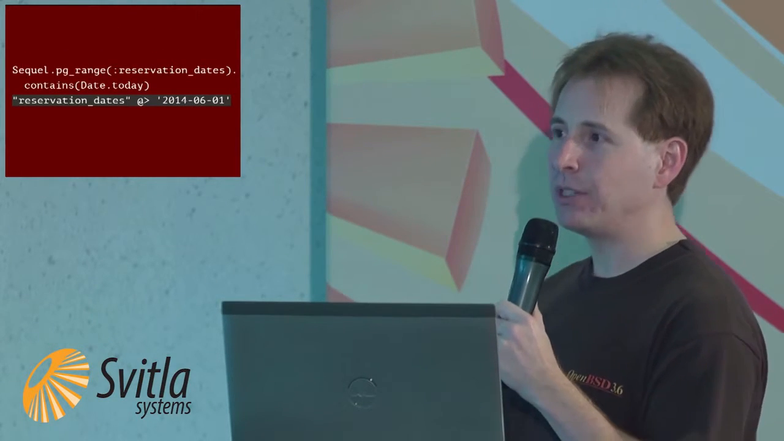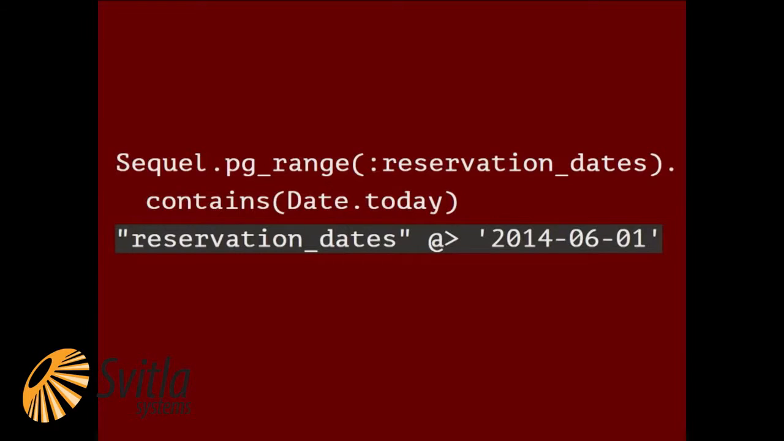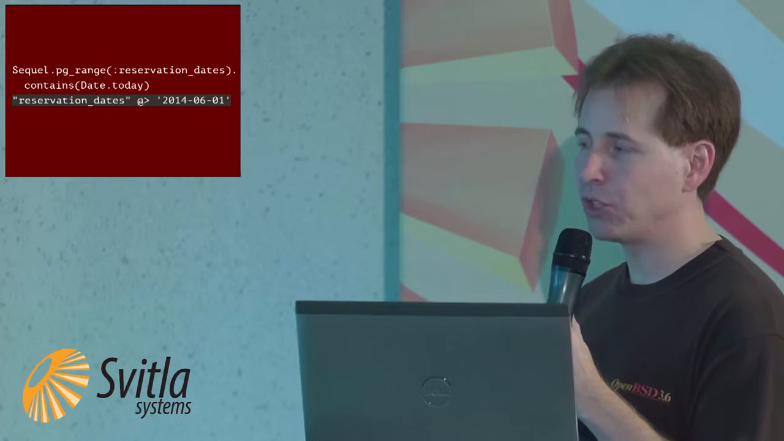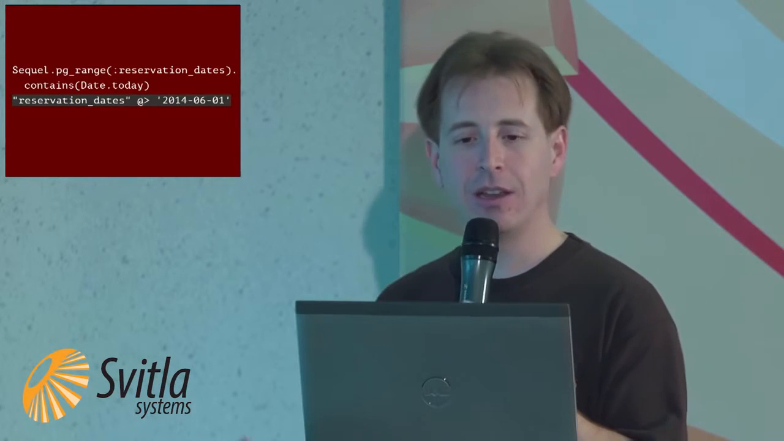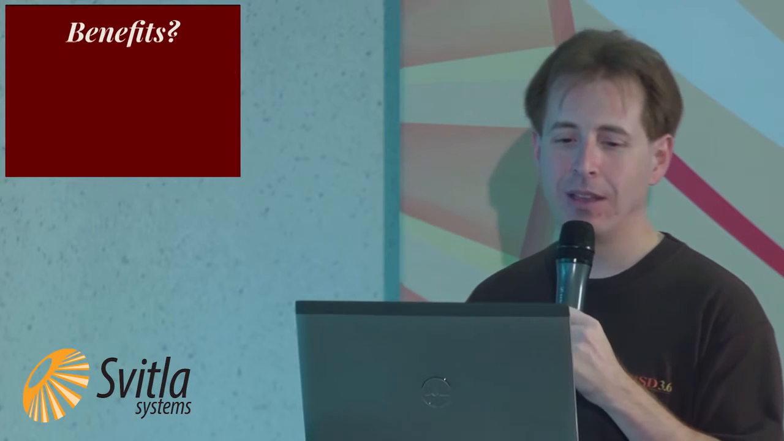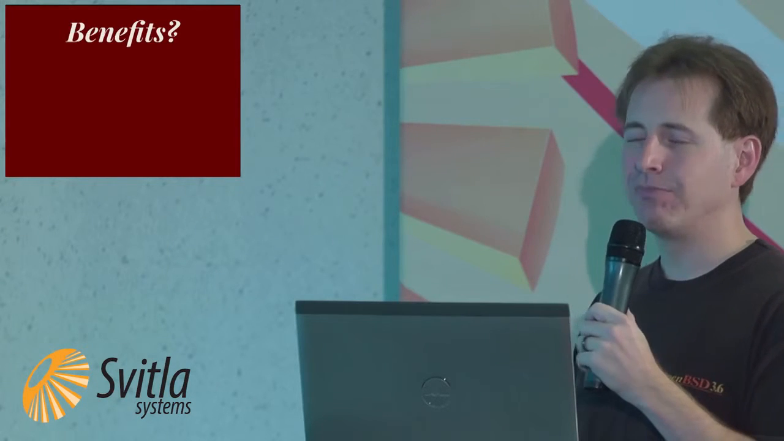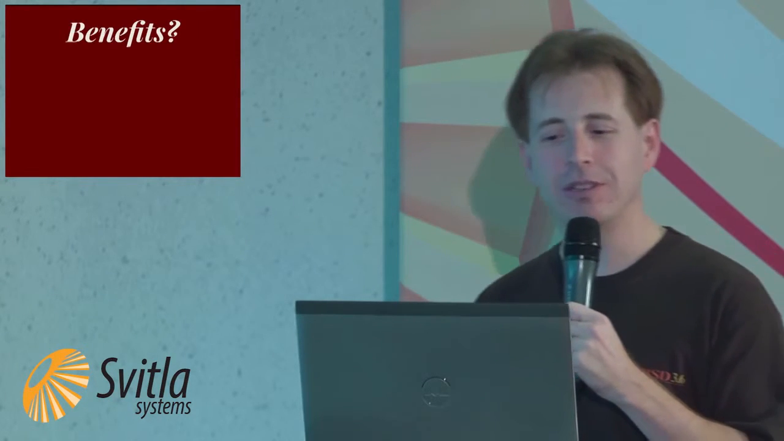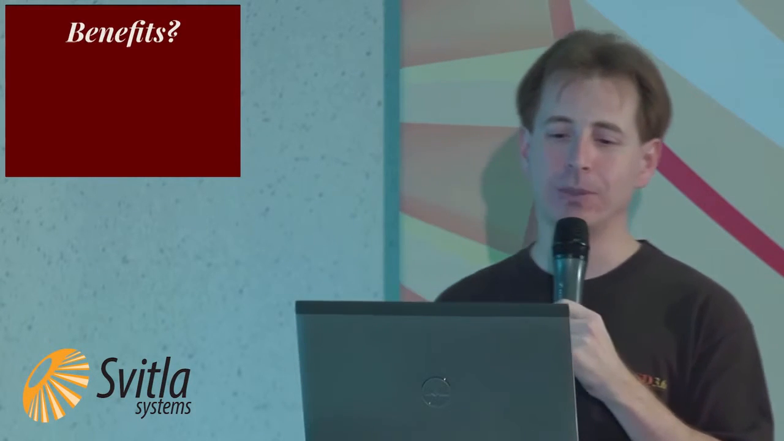So let's say you have a hotel reservation system, and you want to see which reservations include today's date. You could use something like the following code. By design, it looks very similar to the HStore, array, and JSONB code, just wrapping the object with pg_range and then using the contains method. Range types by themselves are only marginally useful, since they can be emulated by using separate columns for the beginning and end of the range.